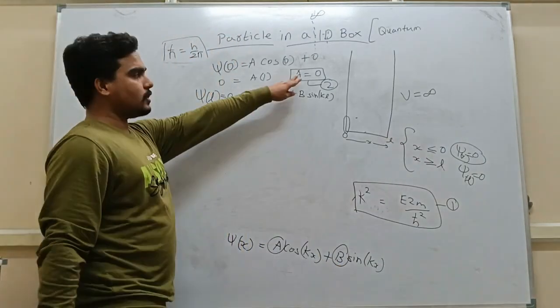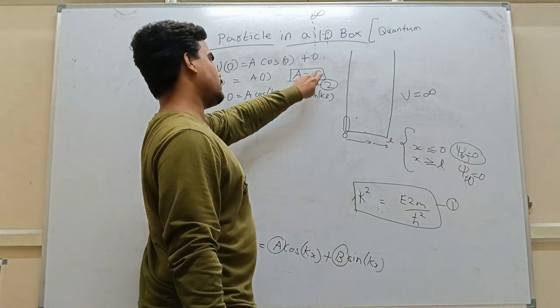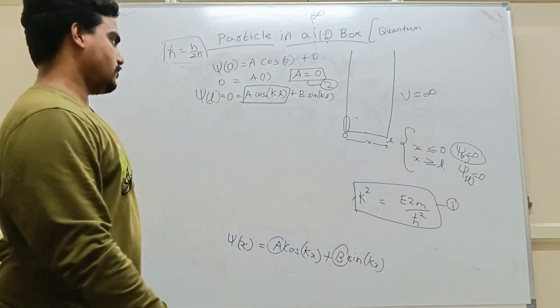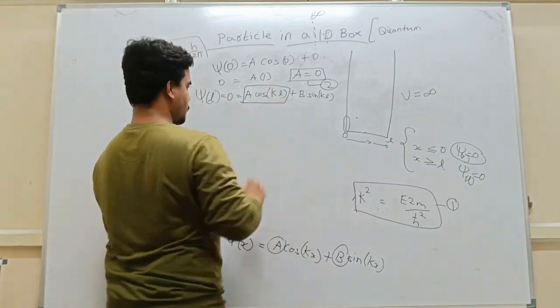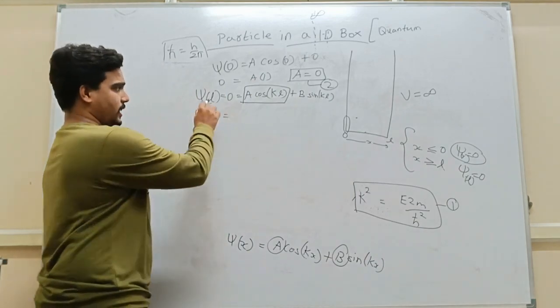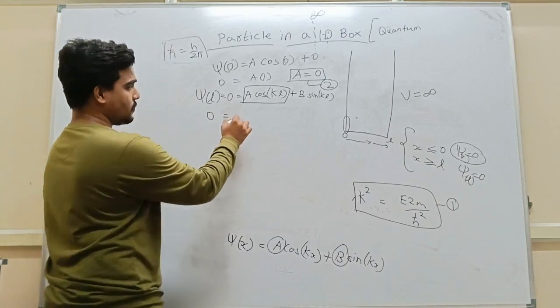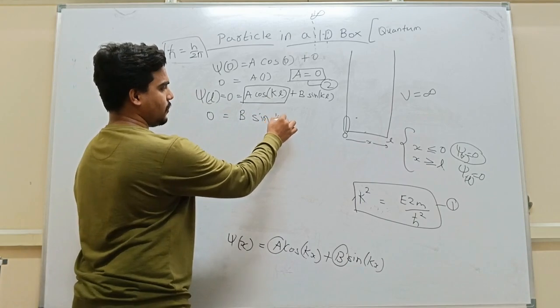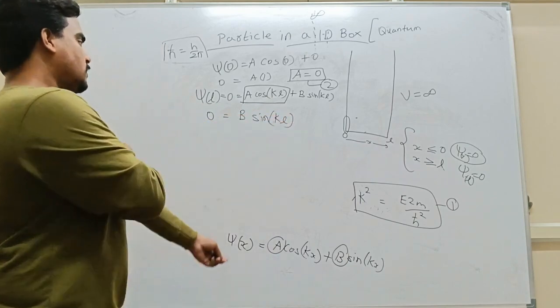Now here we got the value of a. The value of a is nothing but 0. So this term will become 0, since 0 into anything will be 0. So what we got is b sin kL. So psi at L will become 0 when b sin kL equals 0. Now this is what we are getting, so again we have to solve this.